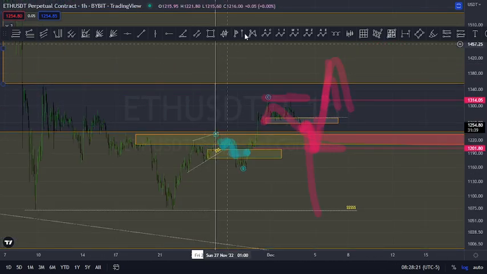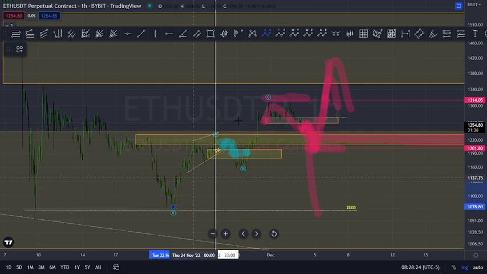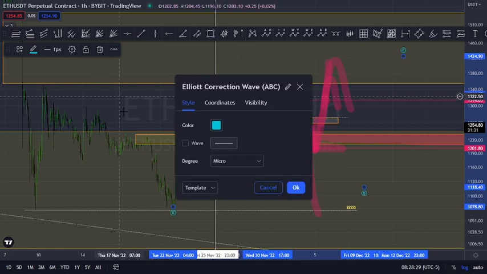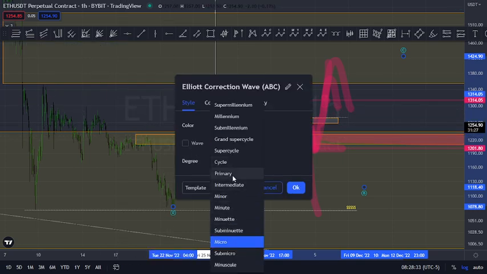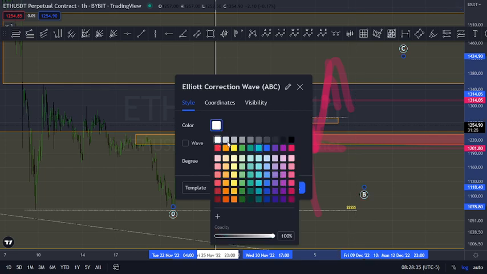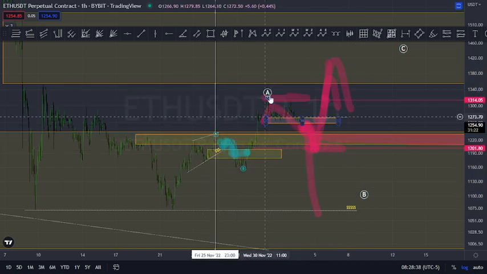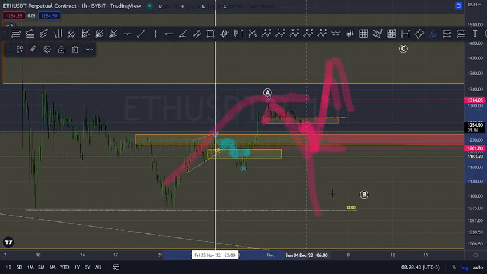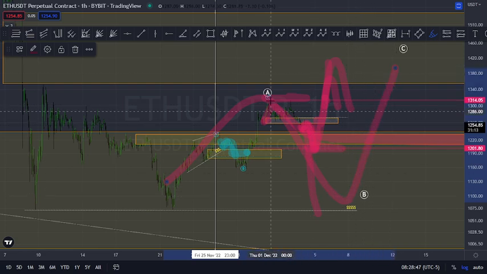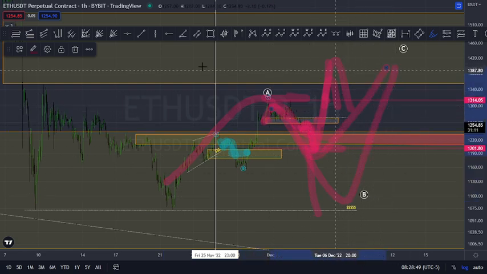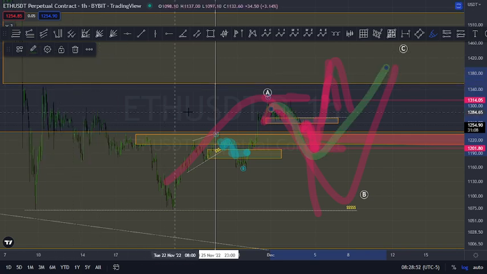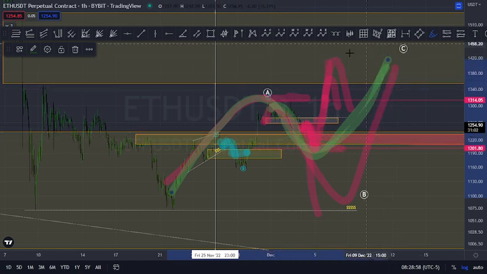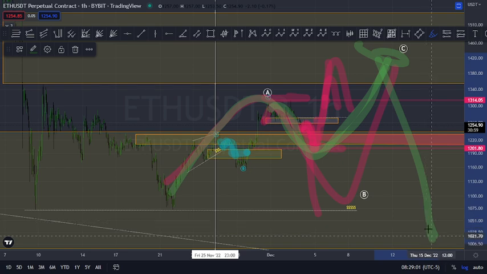Basically it can be on a smaller degree. Let me show you. A, B, C, and this is basically the primary. Let's change the color to white. This whole ABC can be in an A wave, a B wave, the B wave not going too much down, and then a C wave. Let me change the color to green. So you guys can expect A, B, and then C up. This one, and then a dump, a serious dump then.